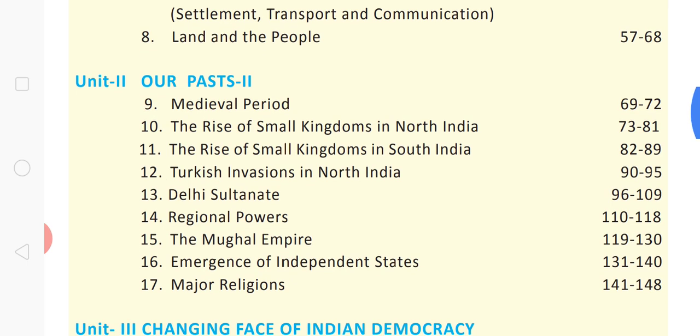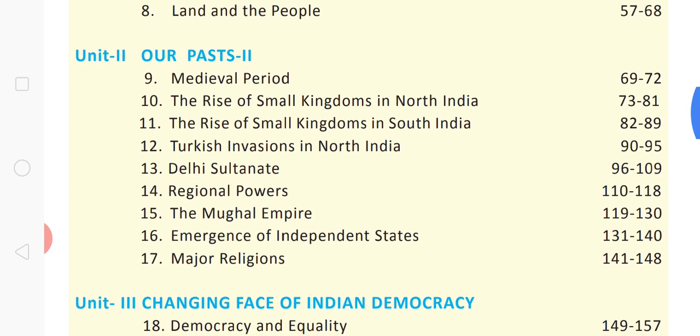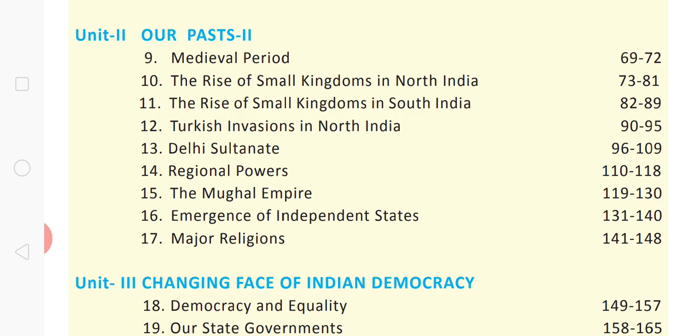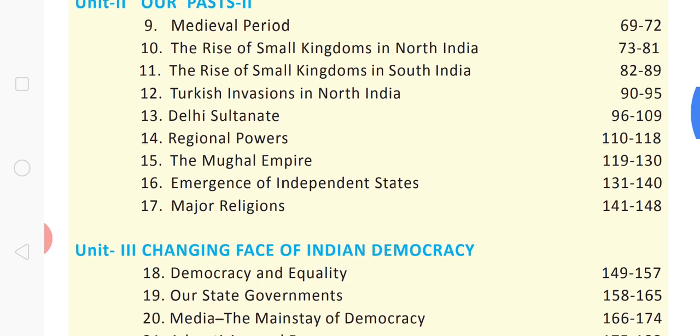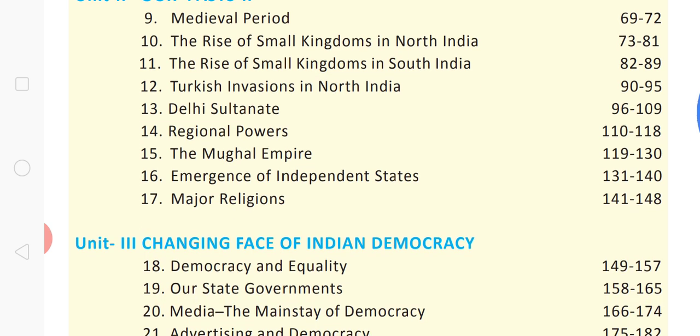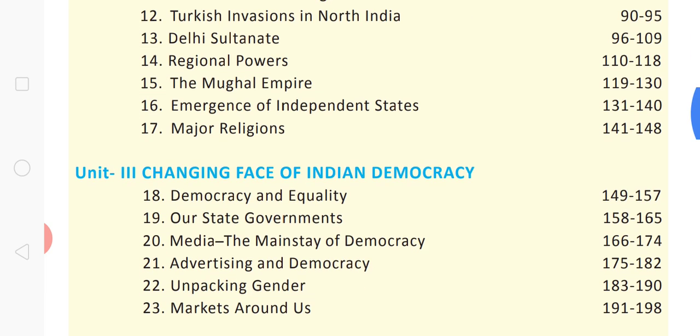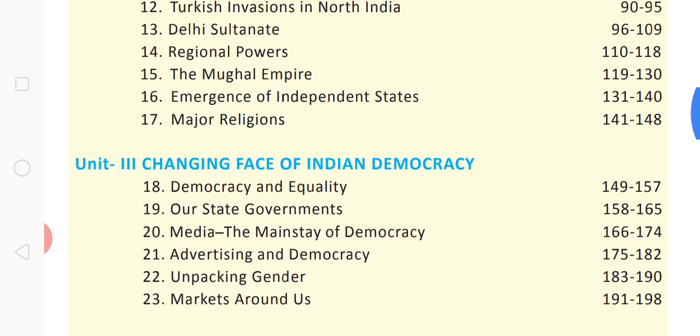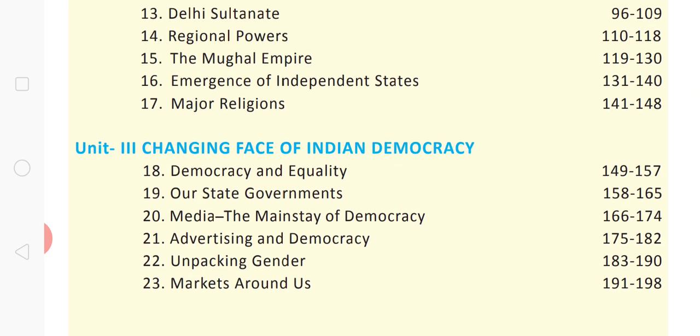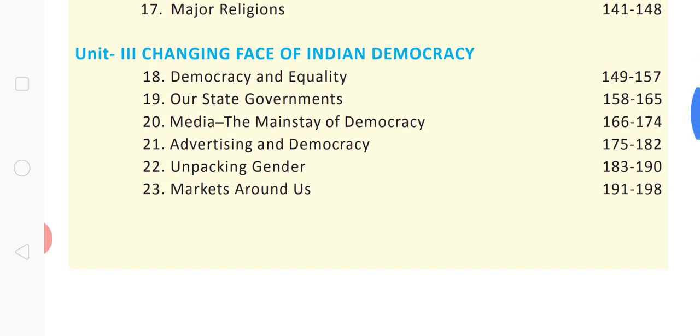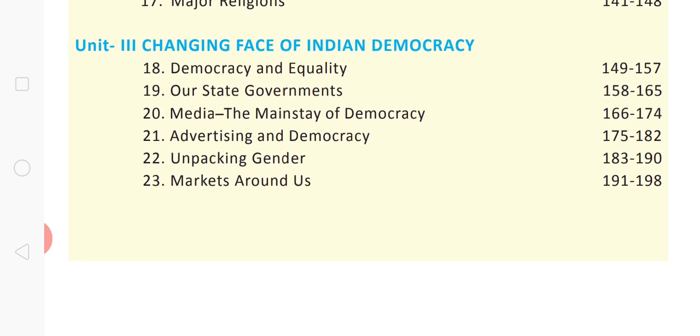And in unit 2, that is history, our pasts. That is, first chapter is medieval period. Second chapter, the rise of small kingdoms in North India. Third chapter, the rise of small kingdoms in South India. Next chapter, Turkish invasion in North India. Next is Delhi Sultanate. Next, regional powers. Then the Mughal Empire. Then emergence of independent states. And then major religions. In civics, here, changing face of the Indian democracy.